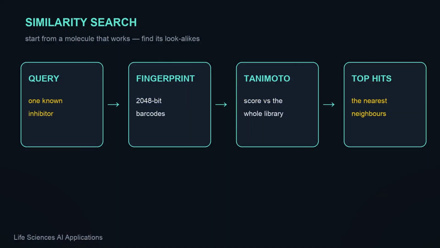The recipe is simple. Take a query molecule, here, gefitinib, a real approved EGFR drug. Turn it into a fingerprint, turn every molecule in your library into a fingerprint, then score the query against all of them with Tanimoto. Sort by that score, and the top of the list is the molecules most like your query. Query, fingerprints, Tanimoto, top hits.